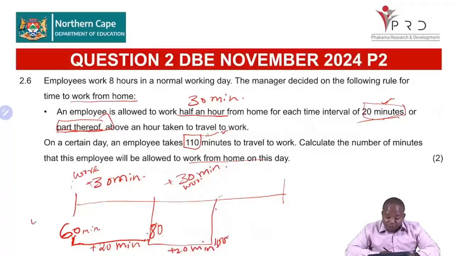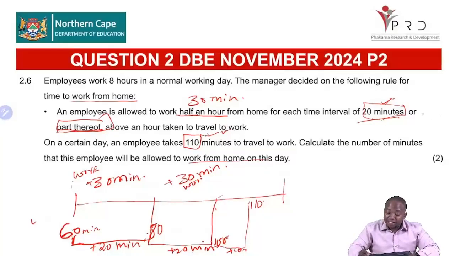Right. So let's proceed again. We can now see that we haven't reached 110, we are at 100. So we're going to add 10 minutes to get 110. So this is where 110 is. So this is plus 10 minutes.